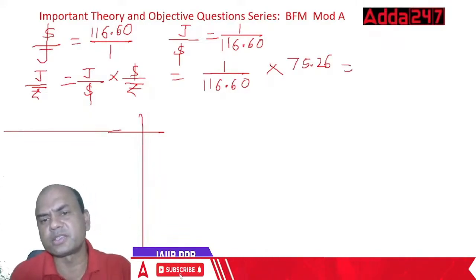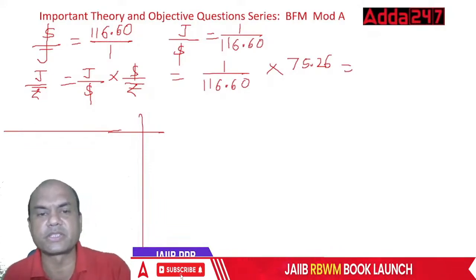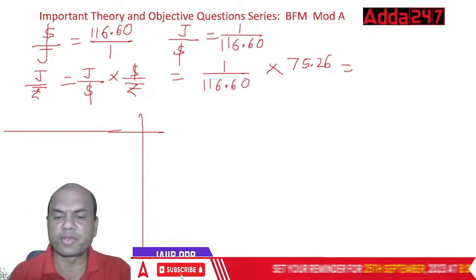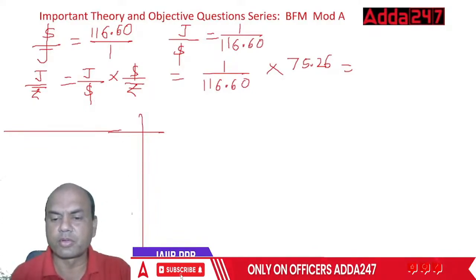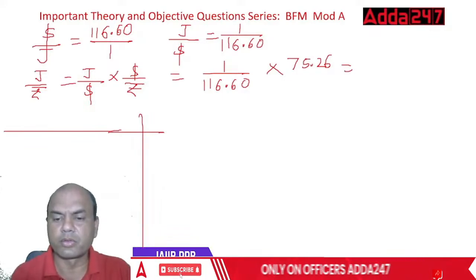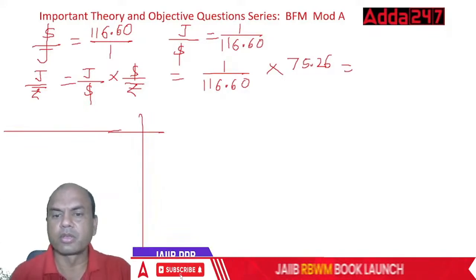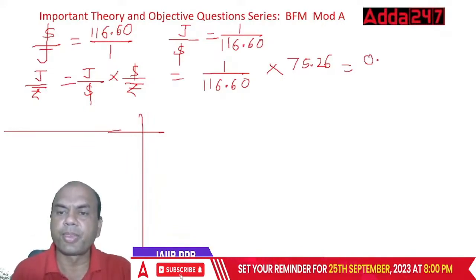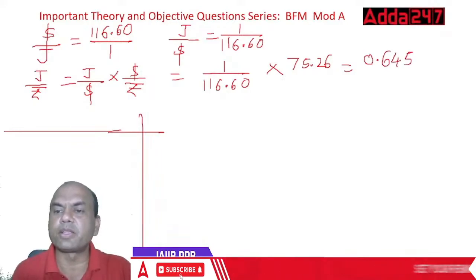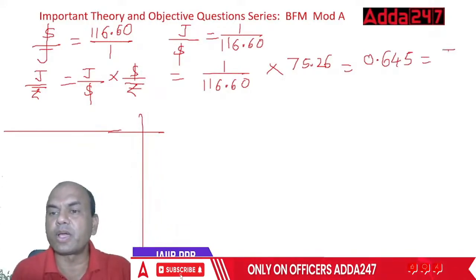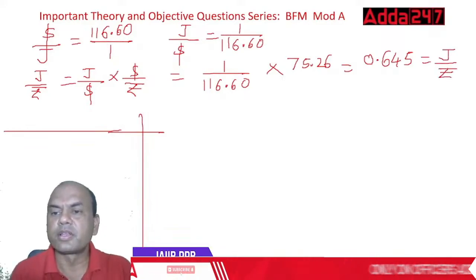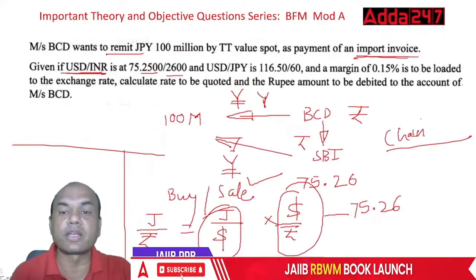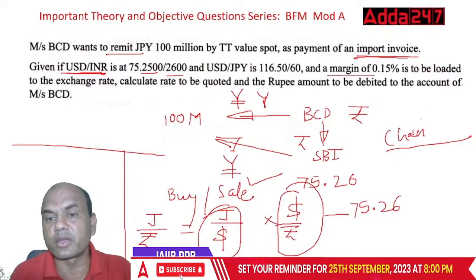Bring it in points, okay? 75.26 divided by 116.60. Divide it, everyone. So I'm getting 0.645, right? So this is the JPY to INR rate, which is what I want. So what rate will you be quoting to that customer? Calculate the rate.